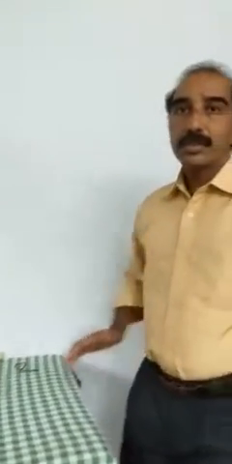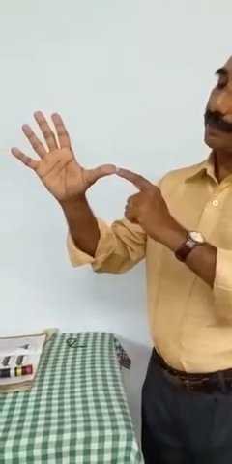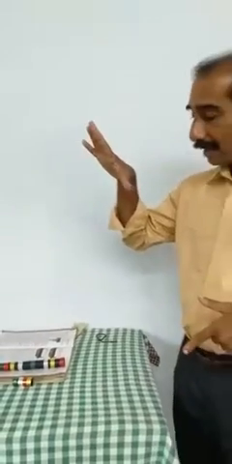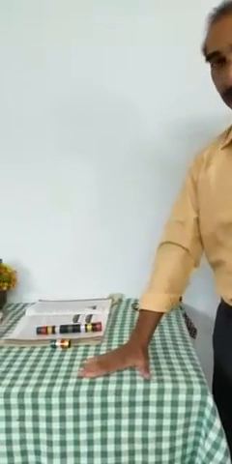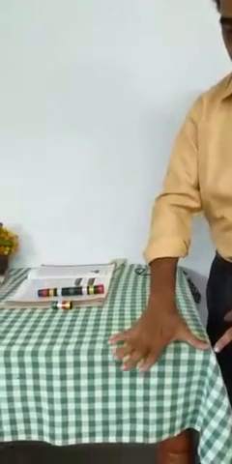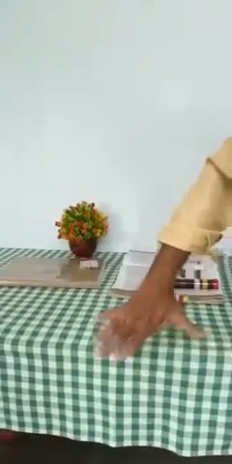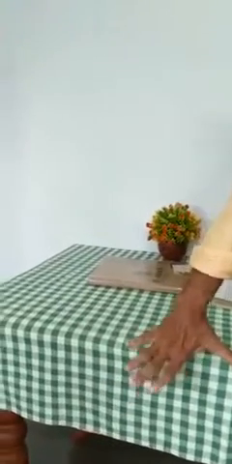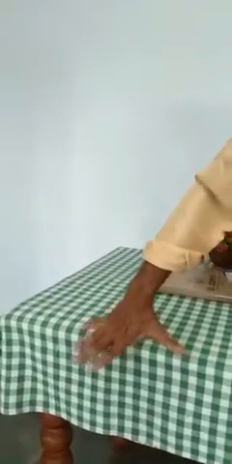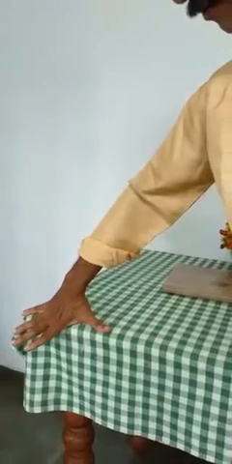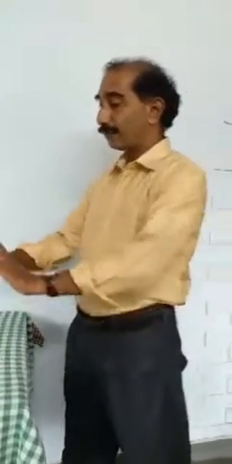Even people used their hand span. The distance from the end of the thumb to the small finger is called hand span. This length is called hand span. Let us see how we can measure this desk using hand span. 1, 2, 3, 4, about 5 hand spans. 5 hand spans is the length of this desk.